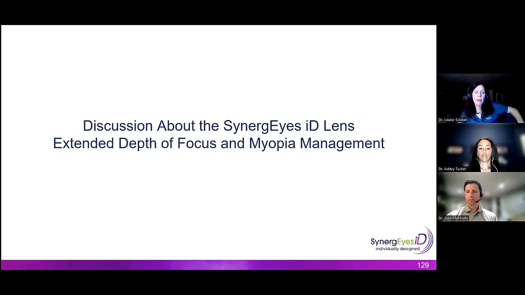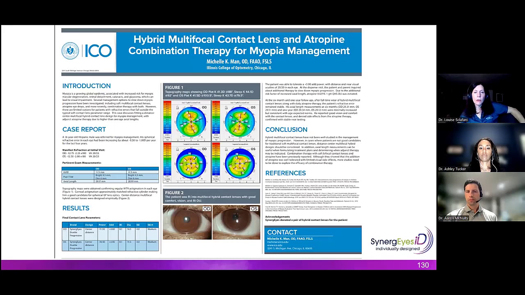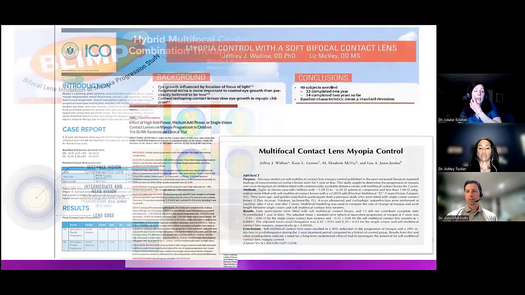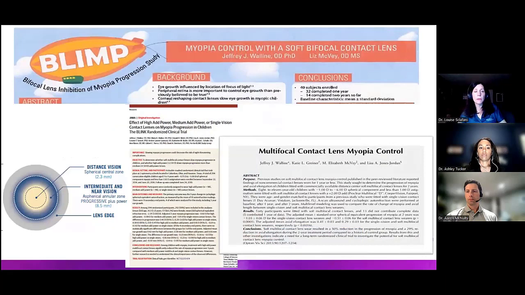So I just wanted to say a few words about the extended depth of focus and myopia management. Ashley has mentioned she's done many patients with this, but she's not the only one. There are a lot of doctors out there who, without us even talking about myopia management, have decided to do it themselves. And that's because they've read the literature. They know what the evidence-based medicine shows about other non-indicated, non-FDA-approved lenses for myopia management.